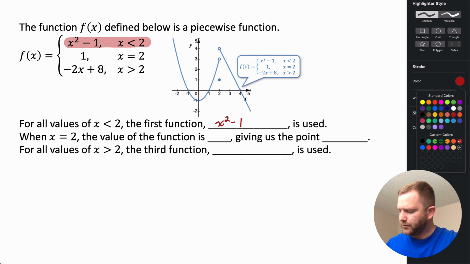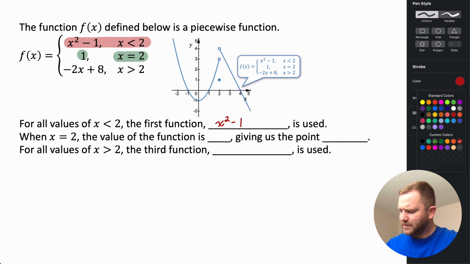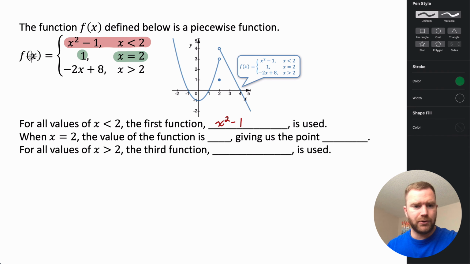So for the second portion, f of x equals 1 when x equals 2. Now this is an interesting one because normally when you have f of x equals 1 or y equals 1, that gives us a horizontal line. It says that for every x value, the y value is just this number. But in this specific case, we're just talking about when x equals 2. So at one singular x value, the y value is 1. So when x is 2, the value of our function is 1.